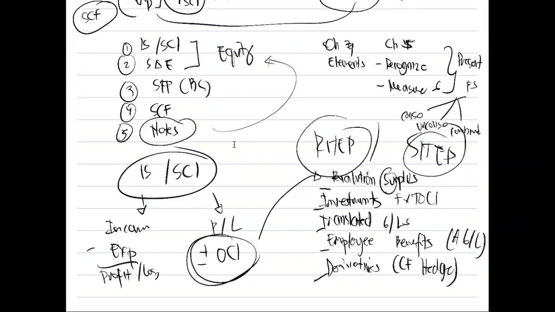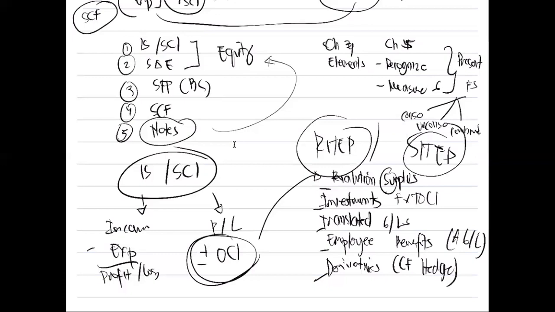In your income statement, you have your income or expense to get your profit or loss. And then for your statement of comprehensive income, this is your profit or loss plus or minus your other comprehensive income. So the main difference is the other comprehensive income. So we need to know what the items of other comprehensive income are.